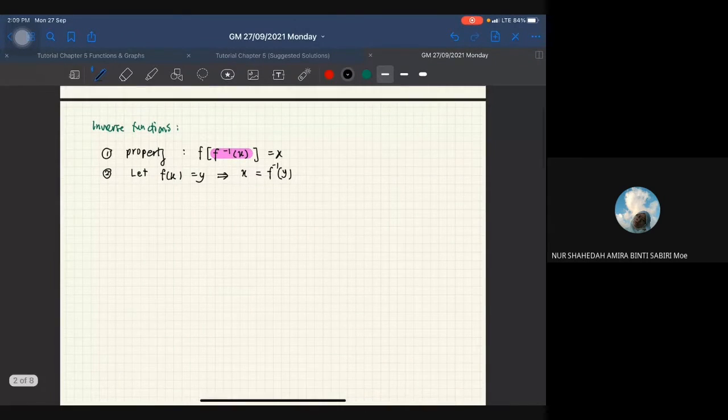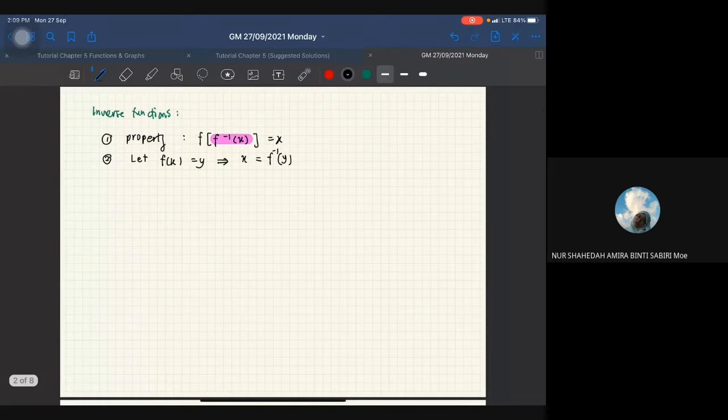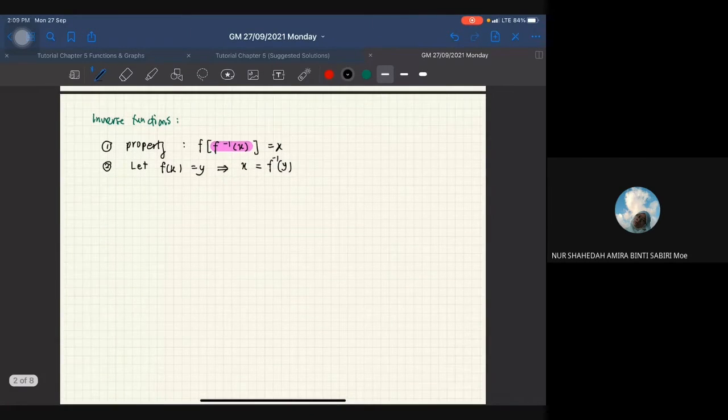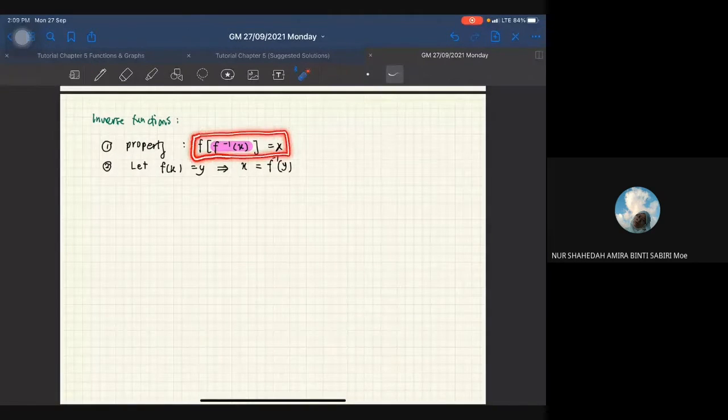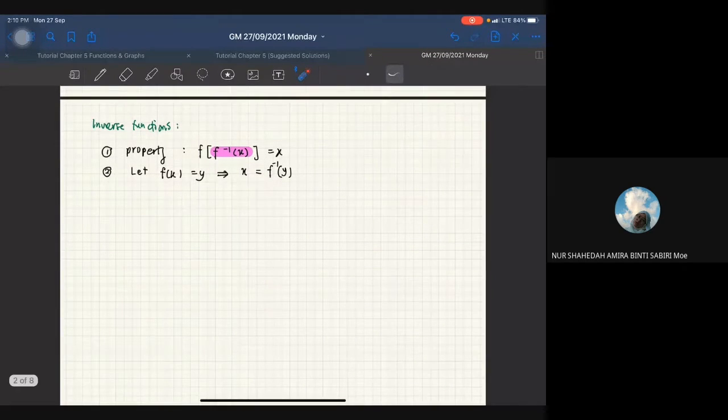Cara yang kedua ni saya rasa ramai rasa lagi senang. Depends on awak nak guna yang first boleh, yang second pun boleh. Tapi make sure the first property awak kena faham juga, sebab kadang-kadang soalan bagi kita dalam bentuk property macam ni. So you need to remember and understand this property. This is how to find inverse functions.